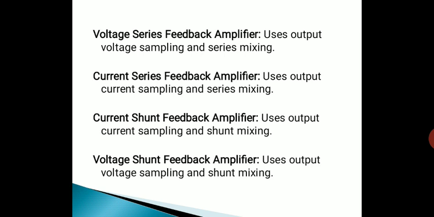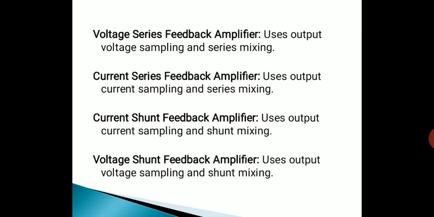Then the second type is the current series feedback amplifier. Here you can see that the output quantity is current. So the output current is taken as the feedback signal and given to the feedback network, and the output of the feedback network is again connected in series with the source input. So it is called current series feedback amplifier.